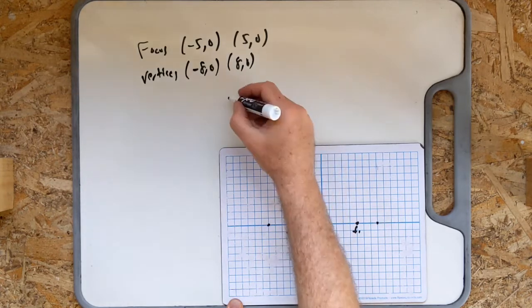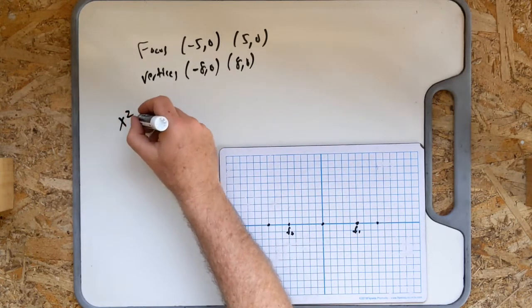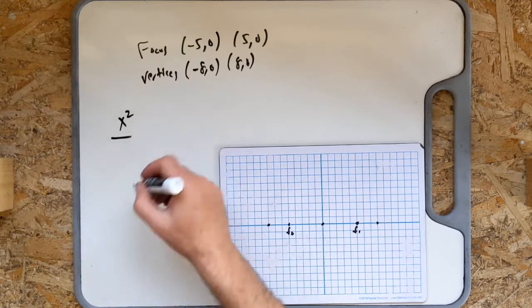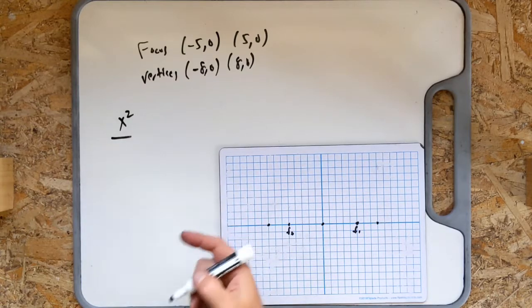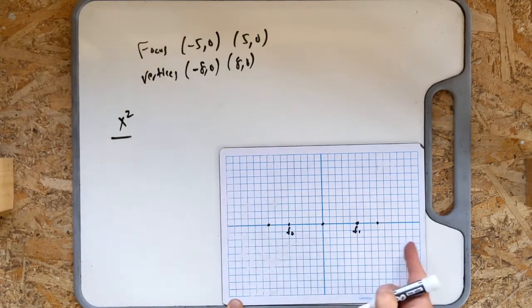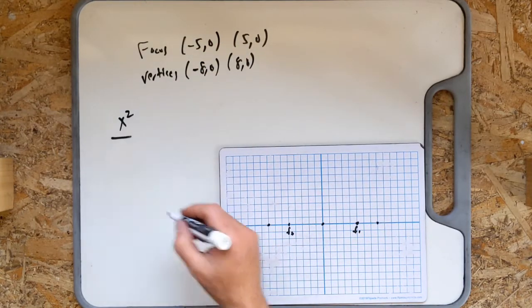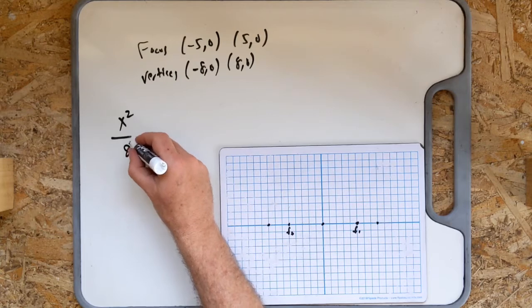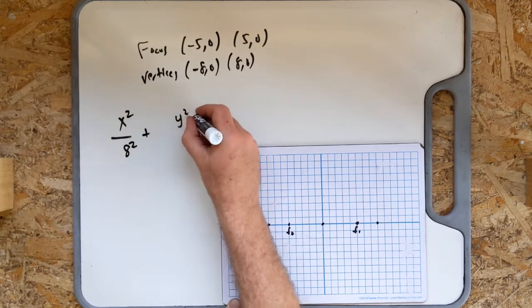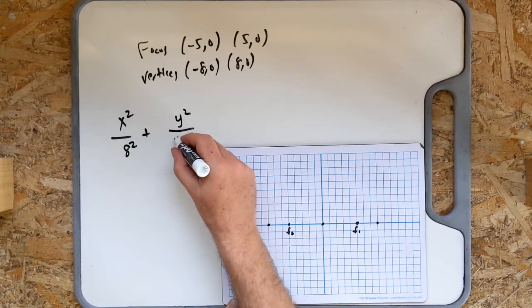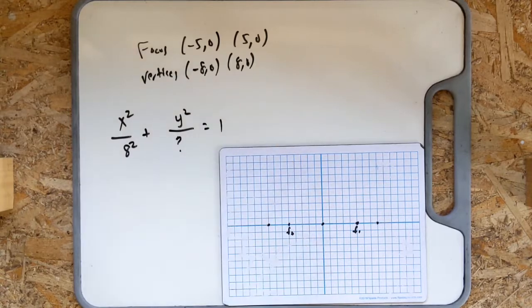So I do know the equation looks something like this. x squared over, actually I don't even know. Yes, I do know. This is a horizontal ellipse because otherwise those points would be there. So I do know that it's x squared over 8 squared. And I know it's y squared over b squared, though I don't know what b is, and that's equal to 1. I do, however, know the focus is 5 away from the center.